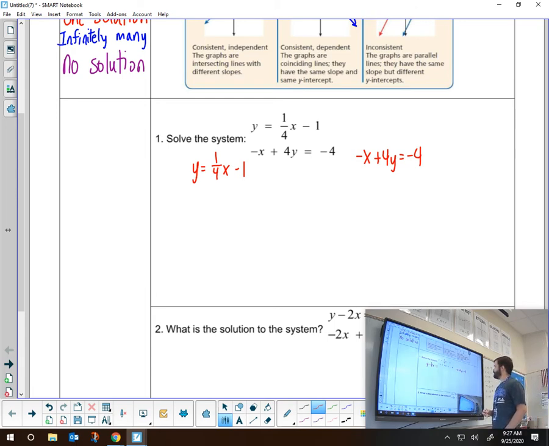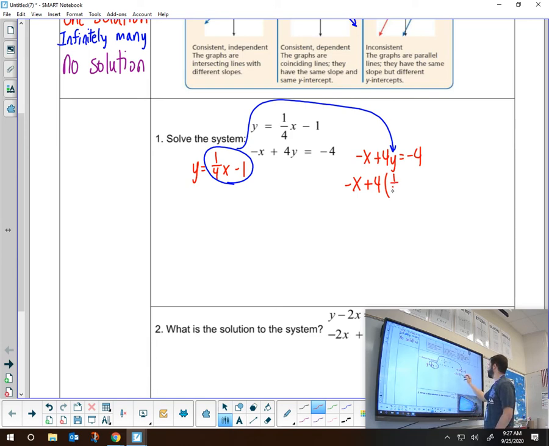So first step is we solve for one of my variables, one of my y's or one of my x's. And my y here is already solved for. It's already by itself. So I can take this value for y and plug it in for y over here, okay? So let me rewrite this equation. We're going to rewrite it as negative x plus 4 times, remember when we plug this in, make sure that you put it in parentheses so we don't forget to distribute. So I'm going to go 4 times 1/4 x minus 1 equals negative 4.